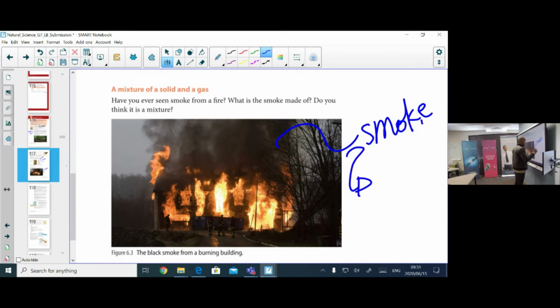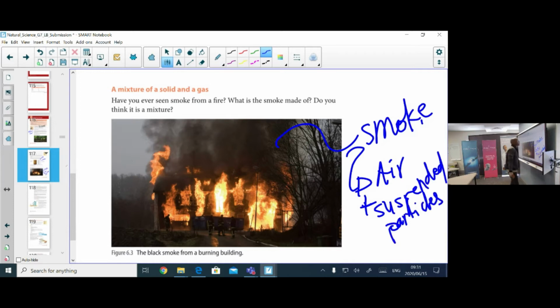A mixture of air and suspended particles. Suspended particles. You remember the word suspended? It means floating. So what are these particles? When you have smoke, those particles can be anything. It depends on the fire. So what you'd be burning, it will either be paper, it will be wood, it will be whatever you have there, it will be ash. So ash would be suspended in air to give us smoke.